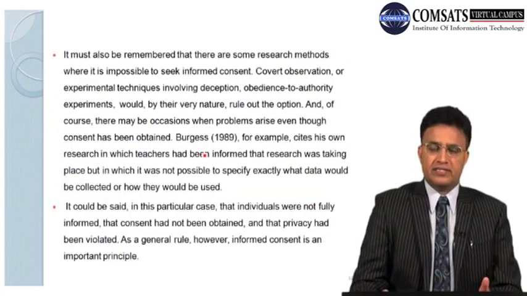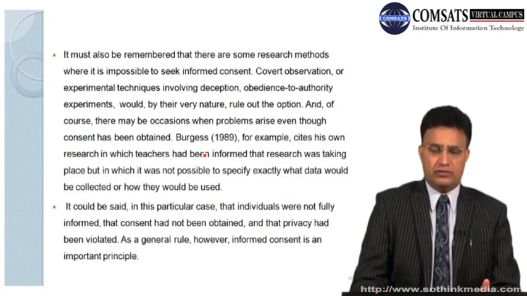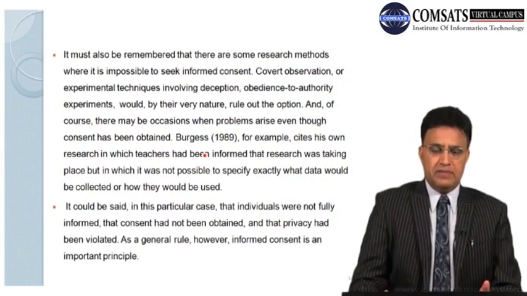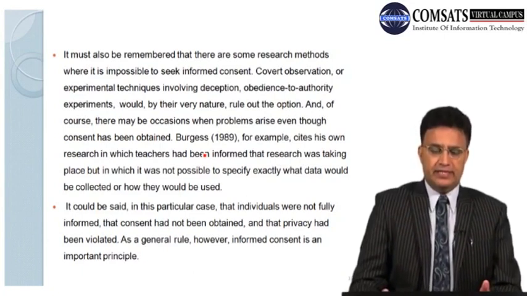It must also be remembered that there are some research methods where it is impossible to seek informed consent. Covert observation or experimental techniques involving deception, such as obedience to authority experiments, would by their very nature rule out the option. And of course, there may be occasions when problems arise even though consent has been obtained. Burgess, 1989, for example, cites his own research in which teachers had been informed that research was taking place, but in which it was not possible to specify exactly what data would be collected or how they would be used. It could be said in this particular case that individuals were not fully informed, that consent had not been obtained, and that privacy had been violated.